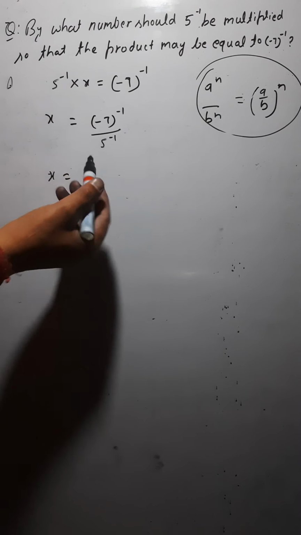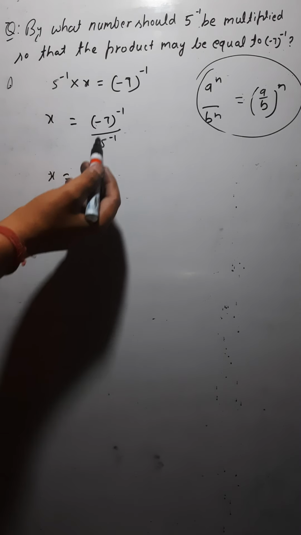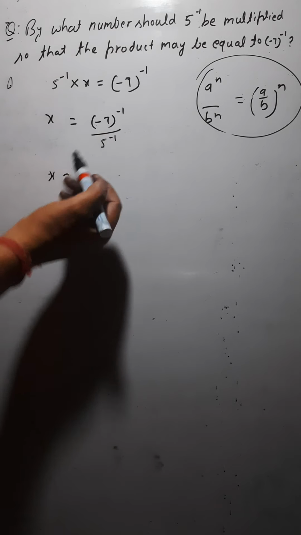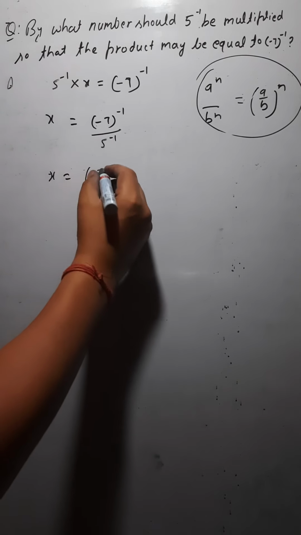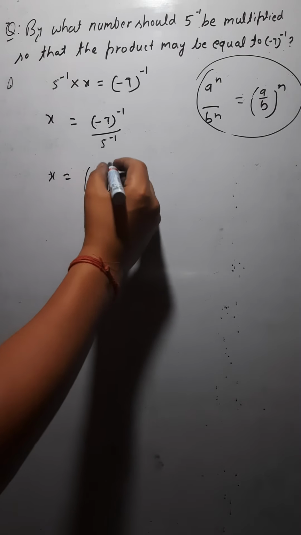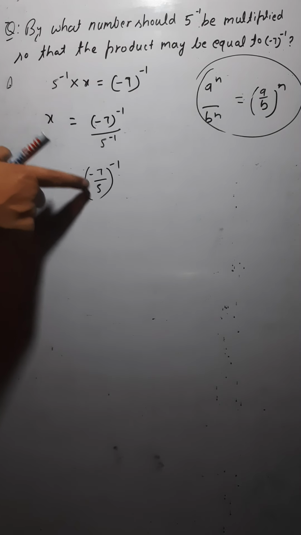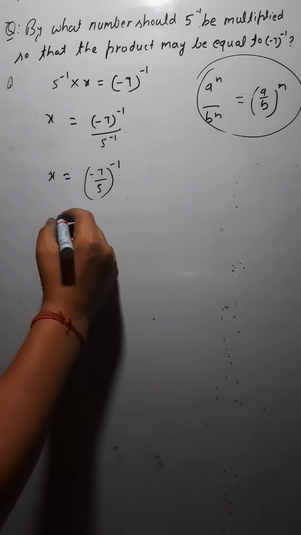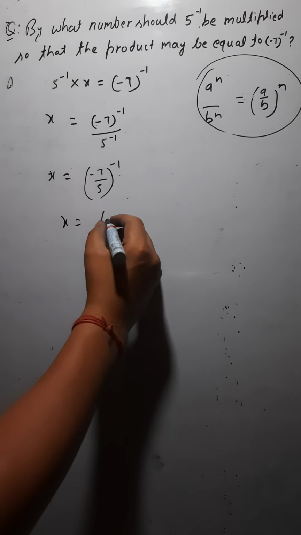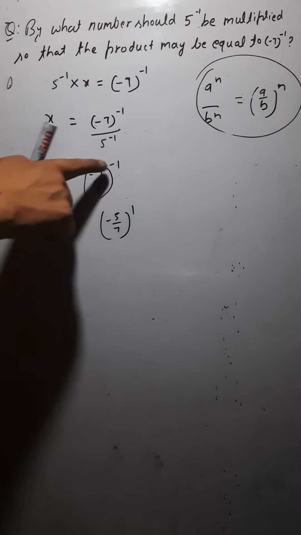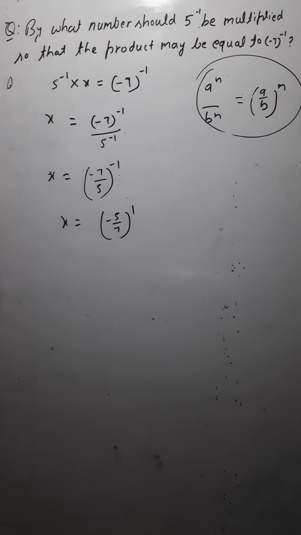So similarly here also, if you see, bases are different. Here it is minus 7, here it is 5, but the power is the same. Minus 1 is here also, minus 1 is here also. I can write it as minus 7 by 5 whole raised to the power minus 1. Okay, now I want to make this minus 1 positive. How would I make it? I write the reciprocal of the inside fraction. So I can write x would be equal to minus 5 by 7 whole raised to the power 1. It would become plus 1 because I have reversed the inside fraction.